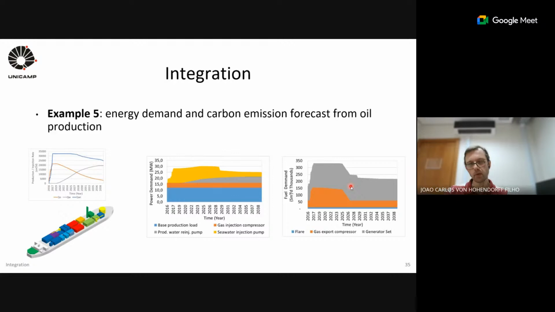But I could evaluate this energy demand as a restriction. So I need to integrate my, for example, software like eCalc to impose a restriction in my platform to limit the power demand or to optimize my power demand and minimize my fuel demand, allowing me to maximize my production, but honoring my restrictions in terms of carbon emission. Okay, I finished my presentation in terms of integration.